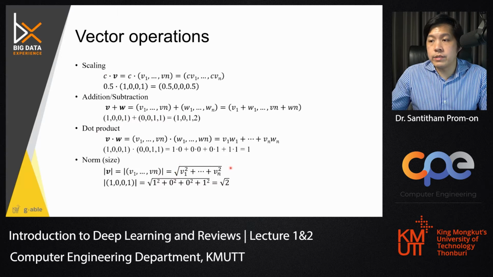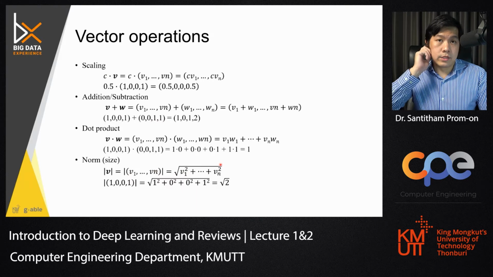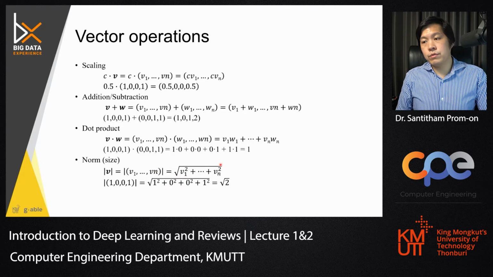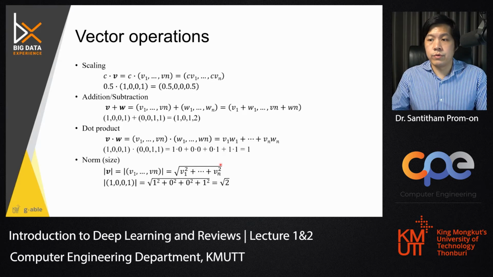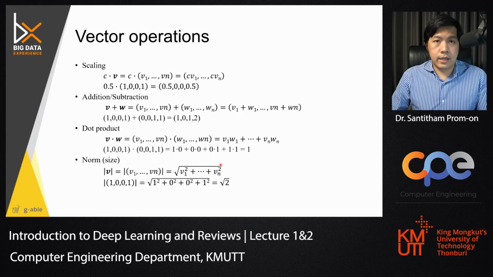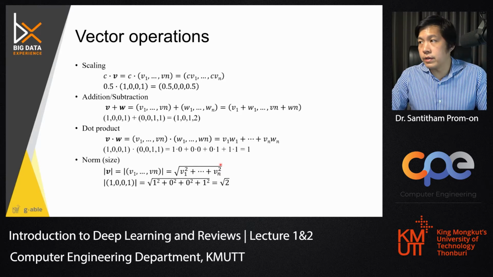The L2 norm is where you square the elements and then take the square root. This is L2. Later on, you will see other norms as well, the L1 norm and the L2 norm. They measure the size of the vector by different criteria.